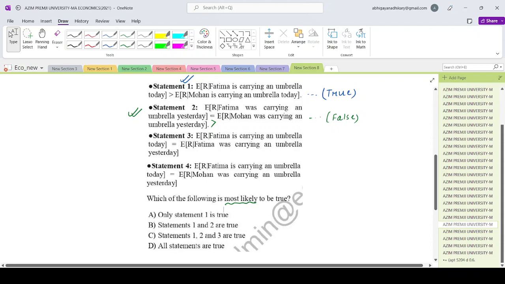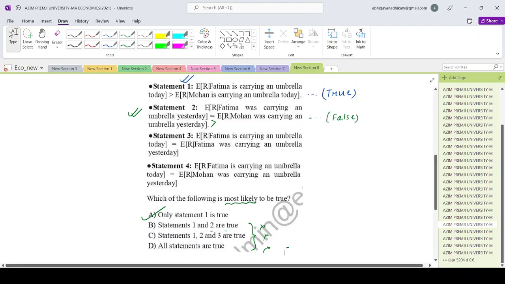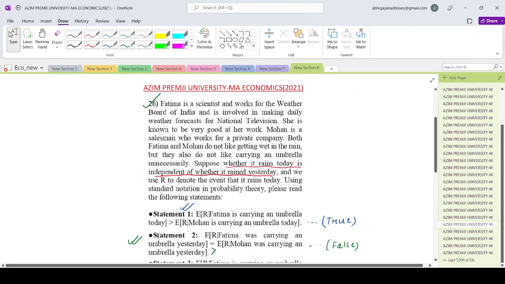So that means the only thing that we are left with is option A, because in all the other three options, statement 2 is true, which is wrong. So the only viable option is option A, and you simply get this by eliminating the other options. So question number 26, option A is your answer.